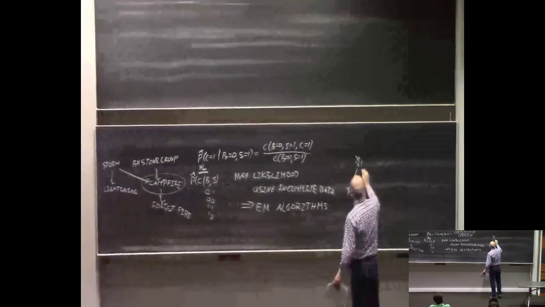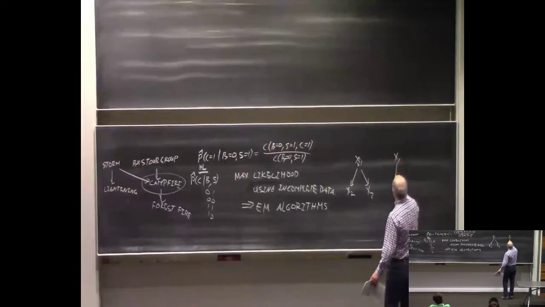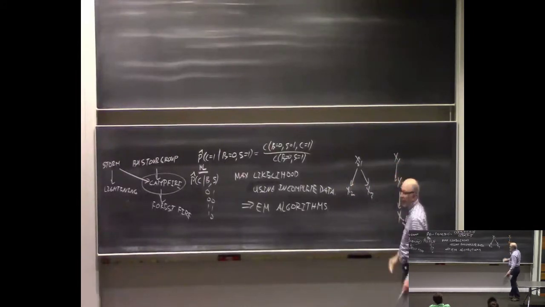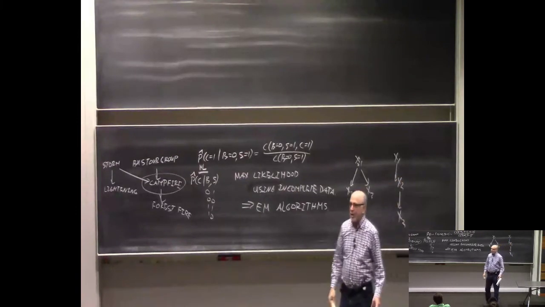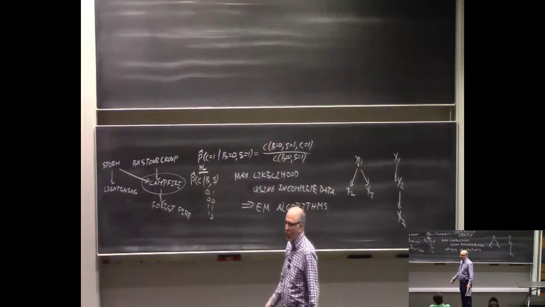x1, x2, x3, and this one is x1, x2, x3. Clearly different graphs, 3 variables. I give you a large amount of data, fully specified for all the variables. Which one is a better description of the data?